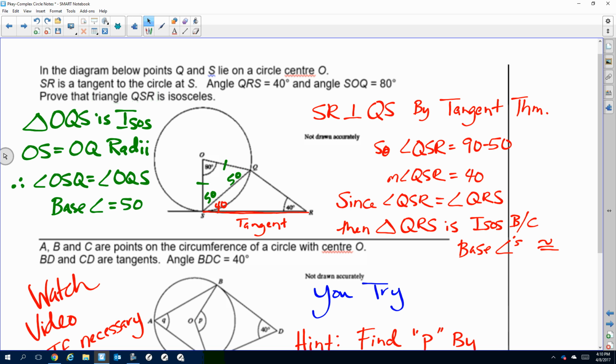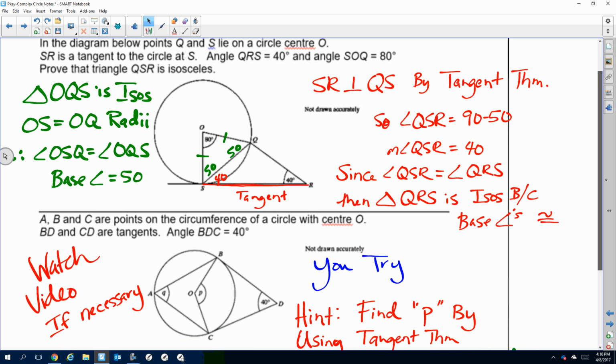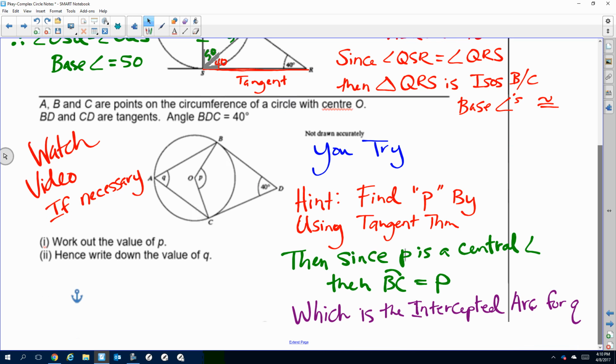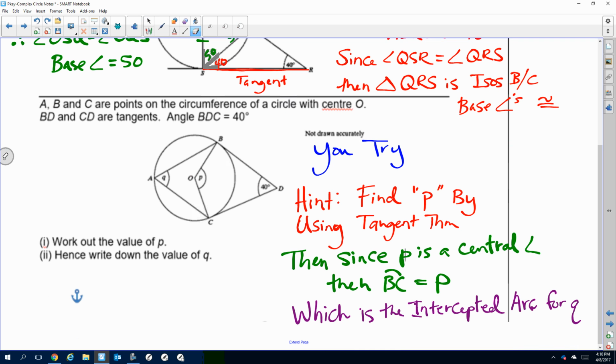You need to be able to recognize when they're drawn and their relationship. So if you need some assistance with the notes and the justification that I gave you on this, please get into tutorials. I wanted you to try one on your own, which was this example here. So if you needed help working this out, let's go through it together. So your hint was first to find P.